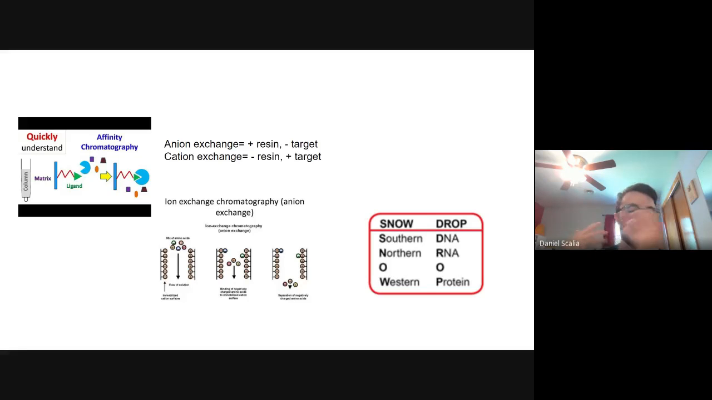It helps to remember this by anion exchange: whatever the target is, it's exchanging with the resin, as you can see here. In this example, it's anion exchange, so you can see that the immobilized resin is positive.